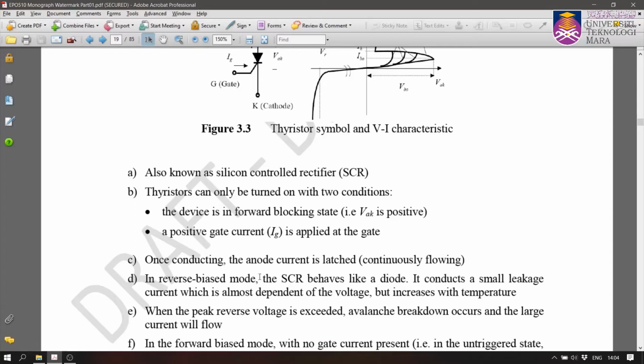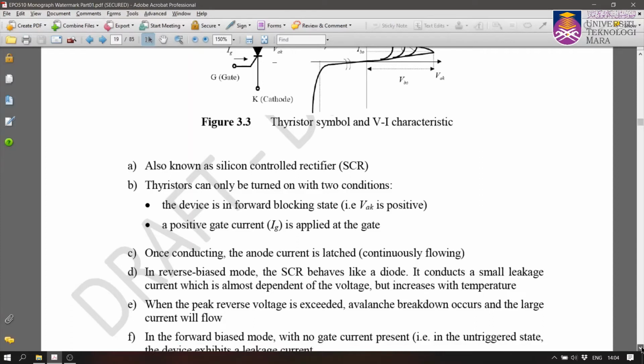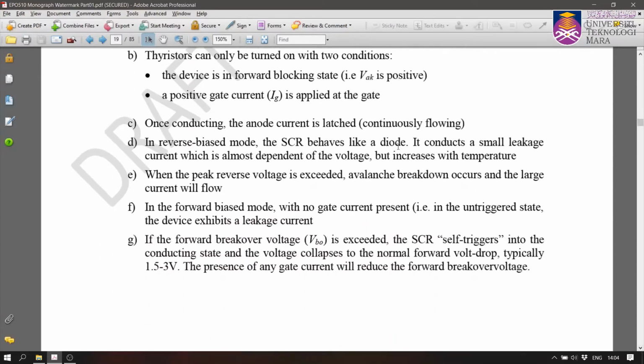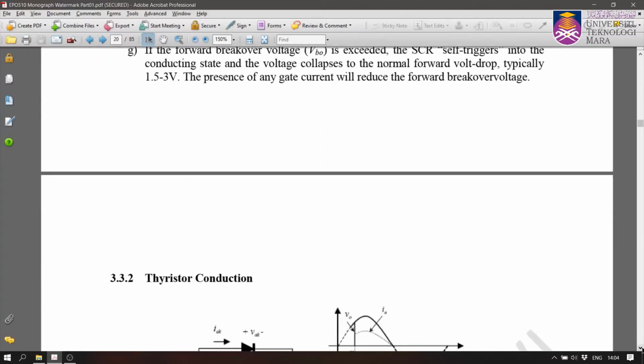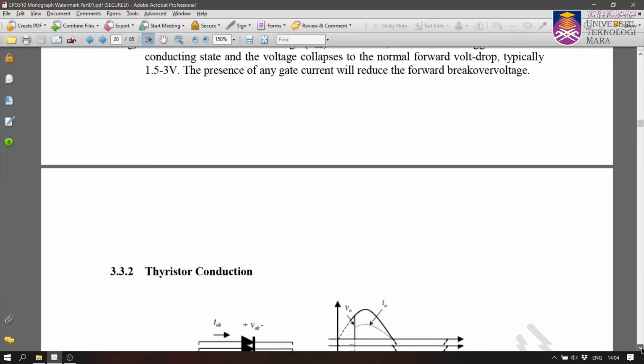Once conducting, the anode current is latched, and when it is reverse biased, it operates like a diode. In the forward bias mode with no current trigger, it exhibits a leakage current. So it works as a diode after it turns on. You wait for the voltage to be reverse biased and the current to flow in the opposite direction of the symbol, then it will be turned off.